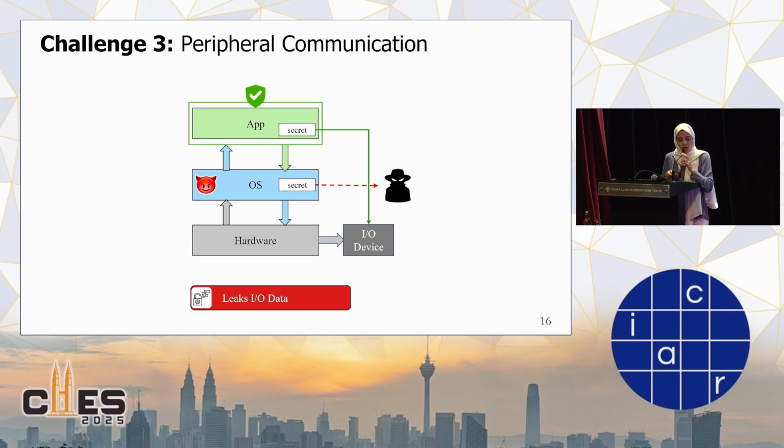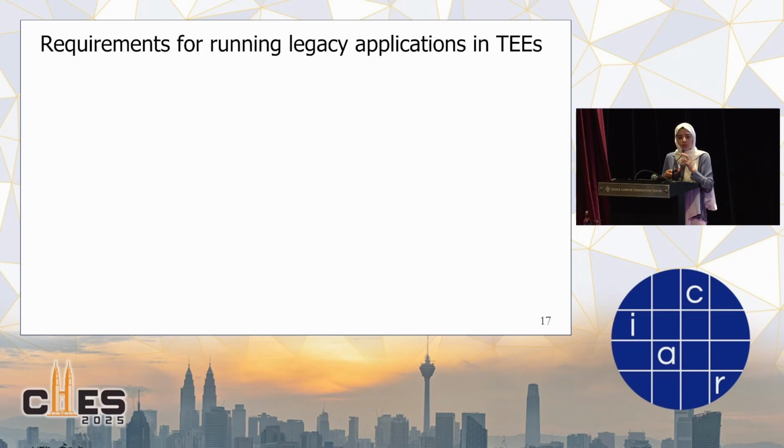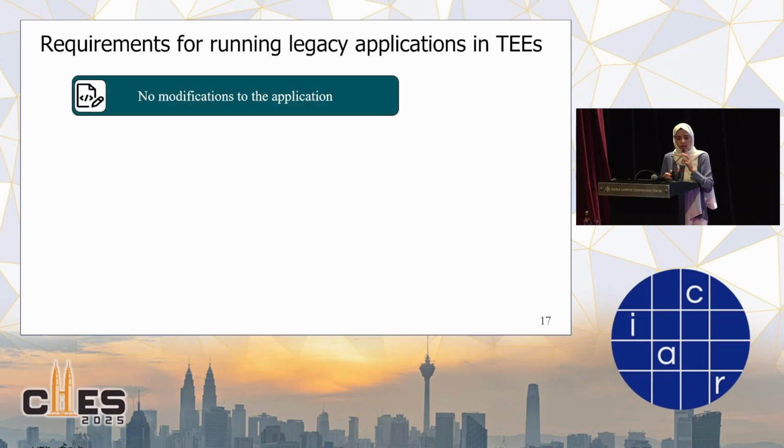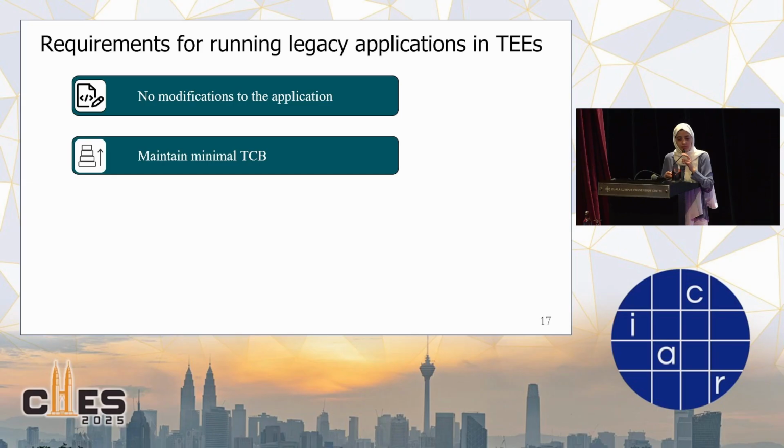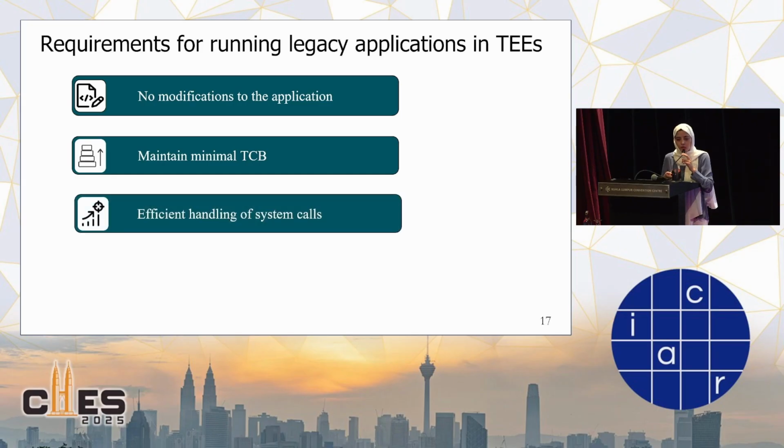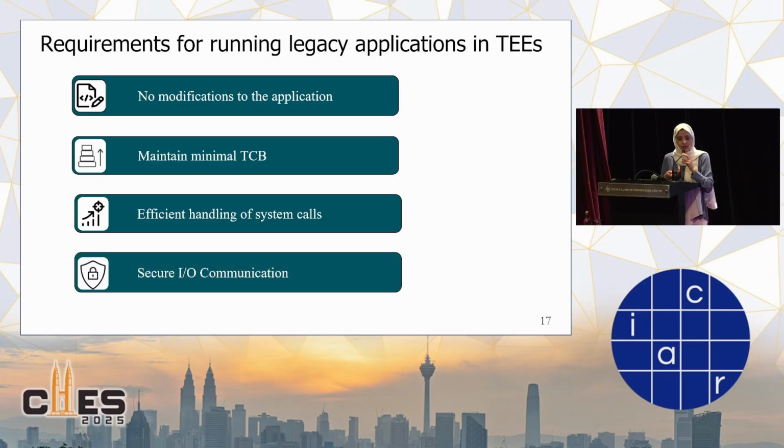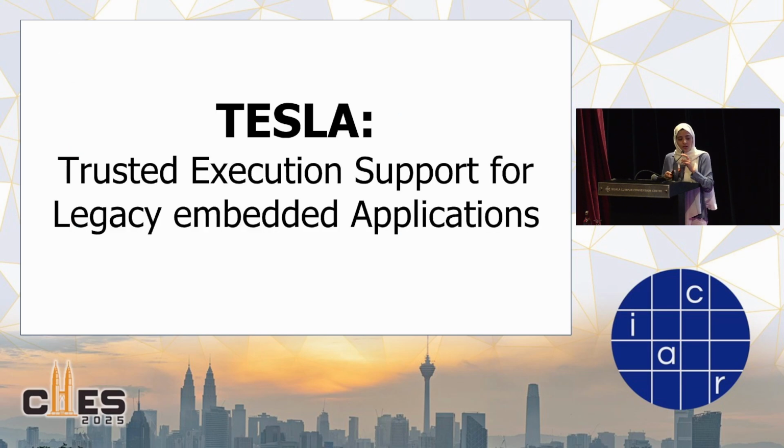To summarize, in order to execute legacy applications inside TEs, we need to take care of the following requirements. One is that it should not require any modifications in the application. Another is that it should maintain a minimal TCB. System calls should be handled efficiently without adding huge performance overheads. And it should ensure secure I/O communication. With our work, Tesla, we try to solve all these challenges, and let's look at how we do this.